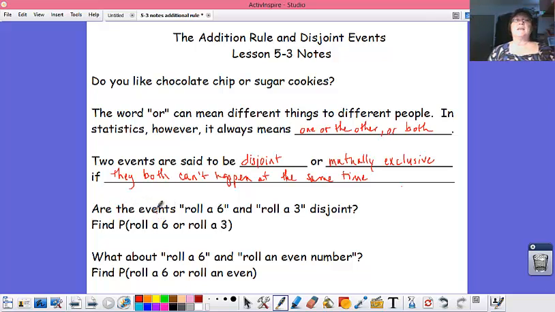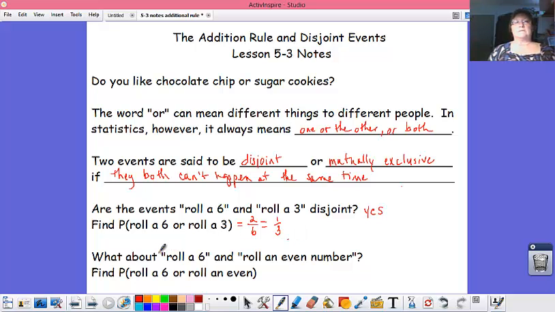I'd like to ask you to test your knowledge of disjoint by looking at these examples. Are the events roll a 6 and roll a 3 disjoint? And I believe that you would have to say yes to this. One roll cannot be both a 6 and a 3 at the same time. These are disjoint. So the probability that you roll a 6 or roll a 3, there are a couple of ways that you could think about that, but I think the easiest one is those are 2 out of 6 possible outcomes when you roll a die. So that's a 1 in 3 chance when you reduce that, you could roll a 6 or roll a 3.